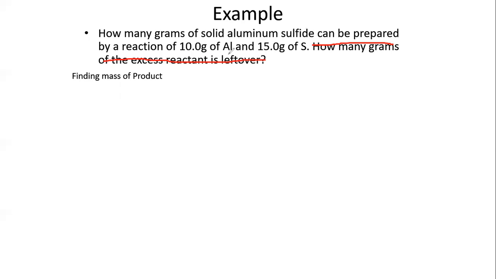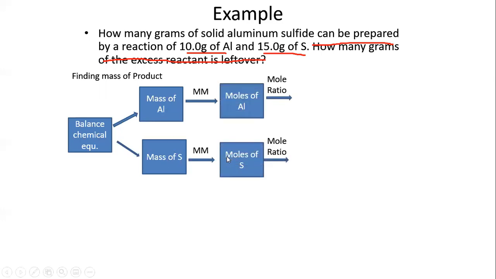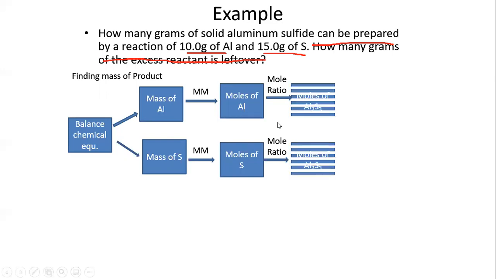Unlike the last lecture, here we have the mass of aluminum and the mass of sulfur in this chemical reaction. First we're going to go through a flow chart of how we solve a problem like this, and then we'll work out the numbers. Of course, we need a balanced chemical equation. Just like we did in the last lecture, we take the mass of aluminum and the mass of sulfur and convert them to moles of each. So we're still doing mass to moles. Then we use the mole ratio to convert it to moles of product.